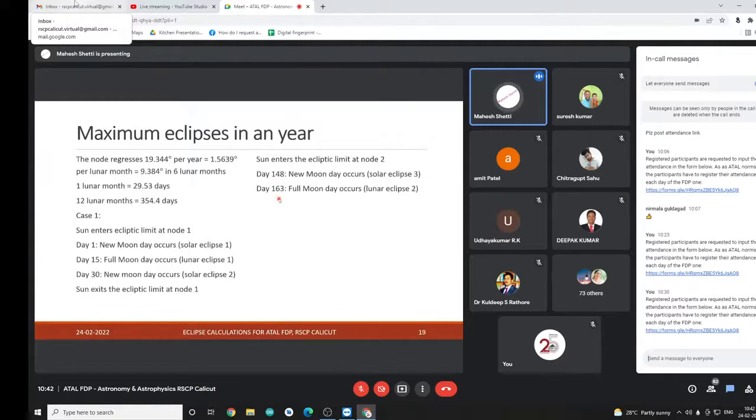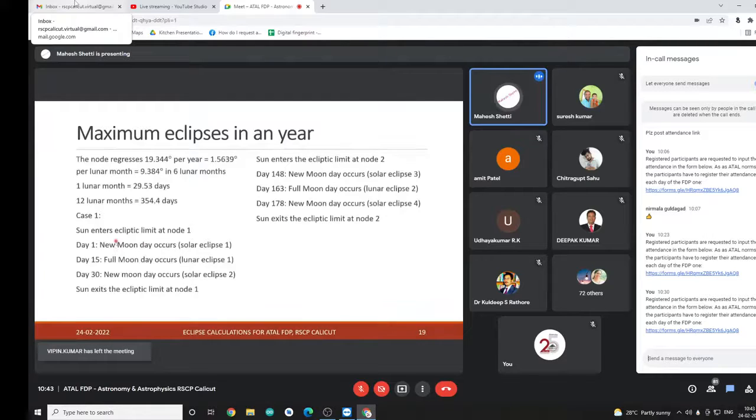On day 163, a full moon day will occur. How did I calculate this? Day 148, day 163? What you have to do is you have to multiply 29.53 with integer number. Multiply it with 5, multiply it with 5.5 for full moon day, and so on. Day 178, the new moon day again occurs, and solar eclipse will happen. See, this is going to be near the second node, and Sun is going to remain inside the ecliptic limit.